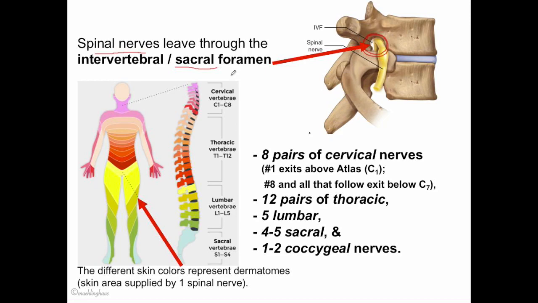The sacrum is fused vertebrae. You can see that right here. They're fused vertebrae together, so the nerves just come out in the back here, and then there are some that come out in the front here.